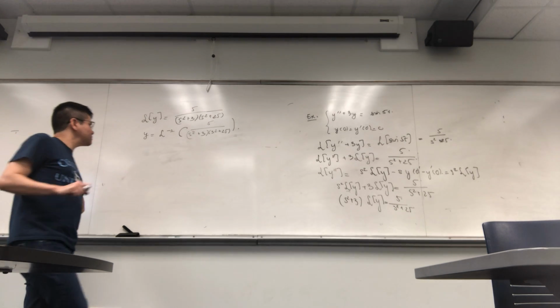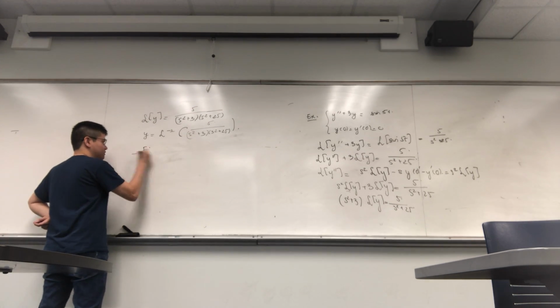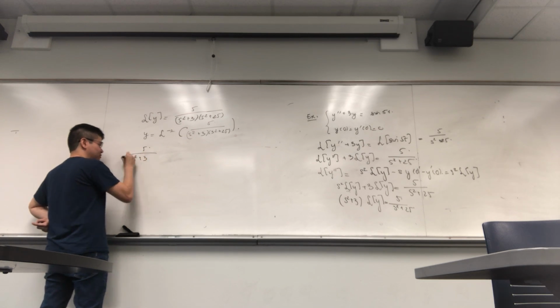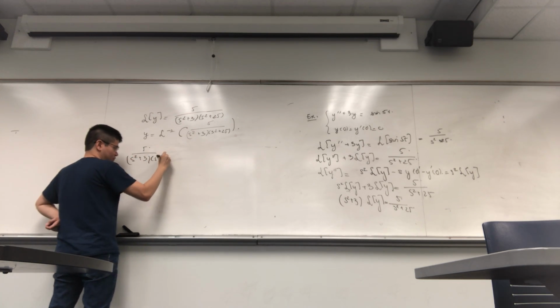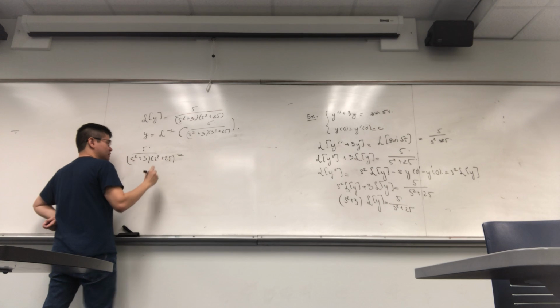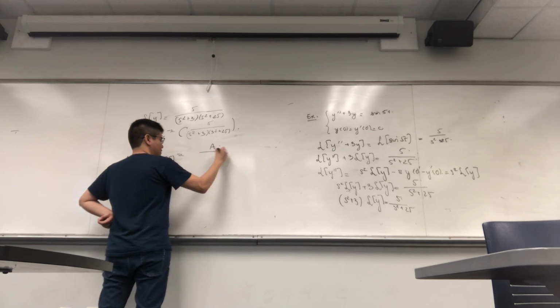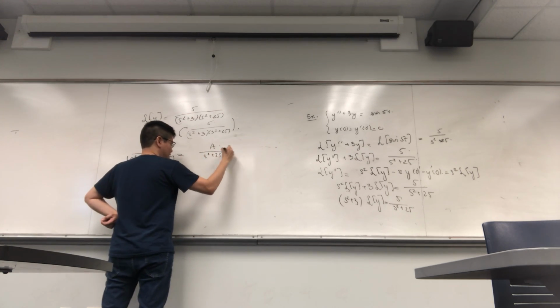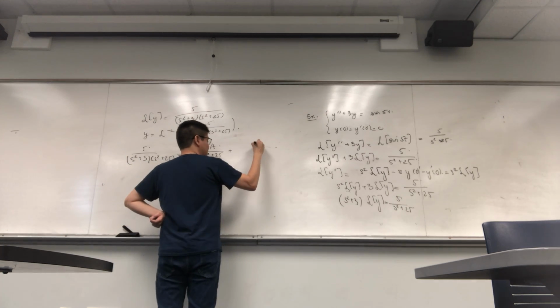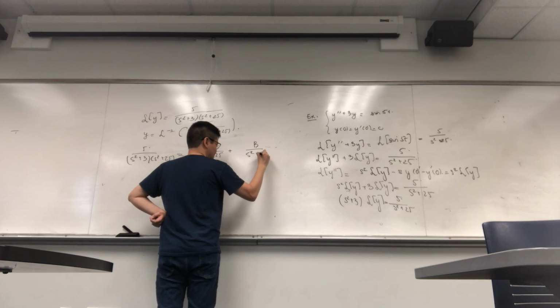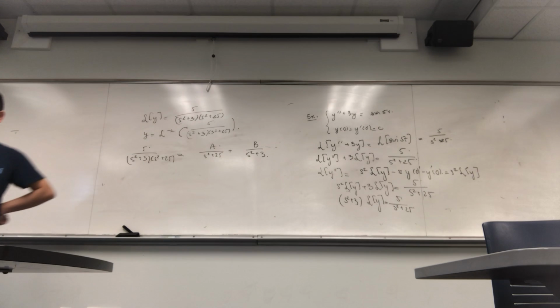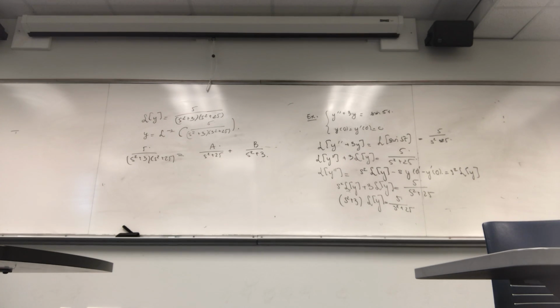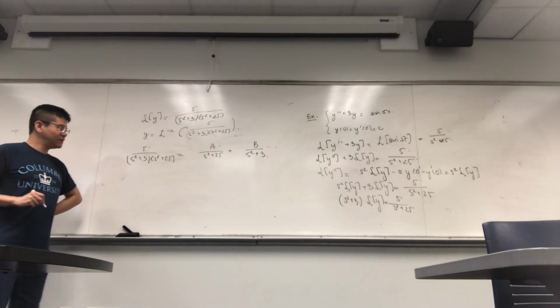Yes? So now I'm going to split it, right? So I have s squared plus 3 times s squared plus 25 is equal to A times s squared plus 25 plus B times s squared plus 3. Right? So what is the next step?